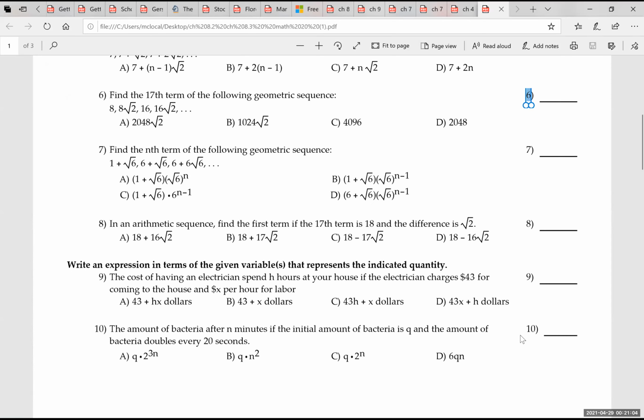So if you look at 8, they're saying in an arithmetic sequence, so we know it's an arithmetic sequence, find the first term. First term means they're asking to find A1, right? A1 is your first term. If the 17th term is 18 and the difference is square root of 2. Okay, so before we go in, let's see what's given to you.